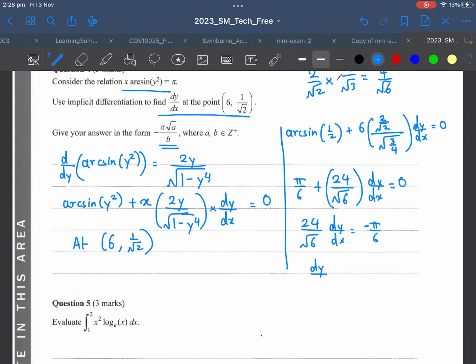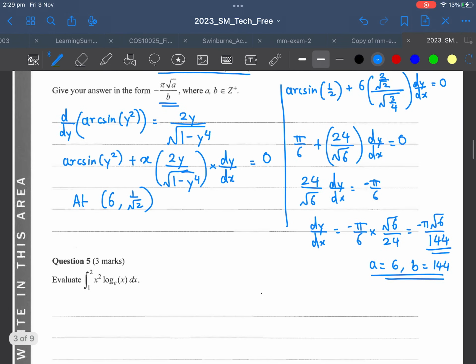So that means dy/dx is going to be minus pi on 6 times square root of 6 on 24, which will get minus pi times square root of 6 on 24 times 5 is 120, so 144. Okay, so I'm just going to state that a equals 6 and b equals 144. Not necessary that you state this, but I still do it just to be very safe.